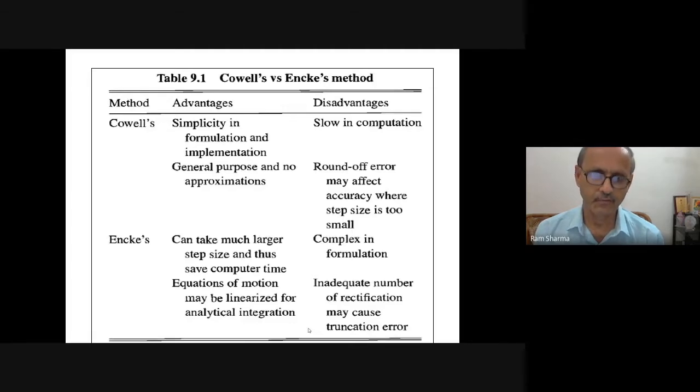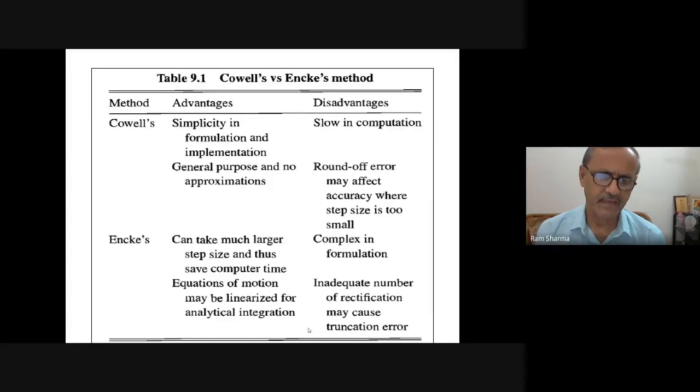So sometimes you have to use a variable step size integrator, so that you take care of the error, whatever is getting generated there. So these are some of the disadvantages. And advantages are this: simple and general purpose. Similarly, the NCASE method can take much larger step size, and thus save computer time.